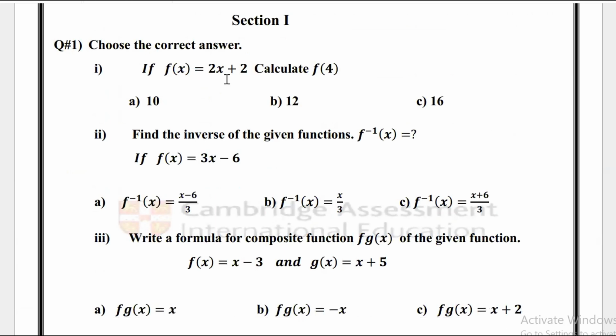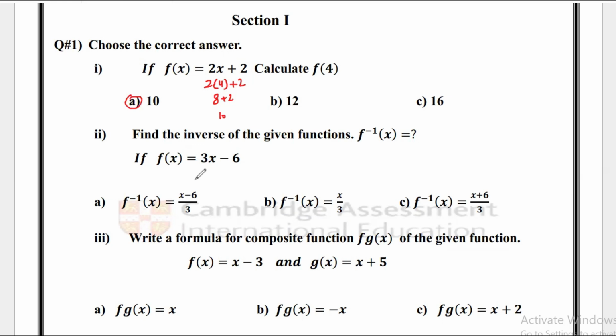If f of x equals 2x plus 2, evaluate f of 4. So we just replace 4 in place of x. That gives us 8 plus 2, which is equal to 10. So our first option is correct.